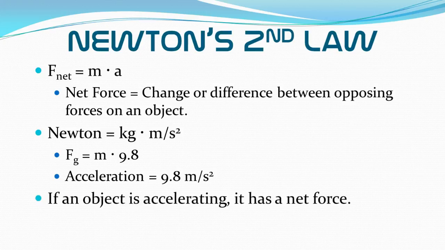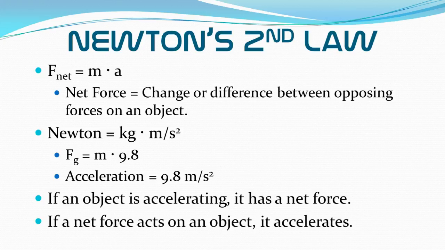If an object accelerates, it has a net force. That means something is pushing or pulling more than something else. One force is bigger than another force. If a net force acts on an object, it causes it to accelerate. This is how we break out of Newton's first law. An object at rest wants to stay at rest. An object in motion wants to stay in motion unless acted upon by an outside unbalanced force, which causes acceleration.